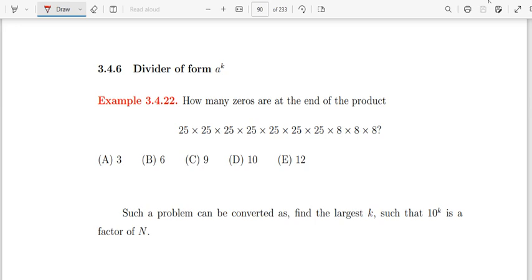Okay, so let's check some problems about the divisor of this formula, a^k. This is the power form. A typical example is: how many zeros are at the end of this product? Such a problem is just like that: what is the largest k such that 10^k is a factor of a?